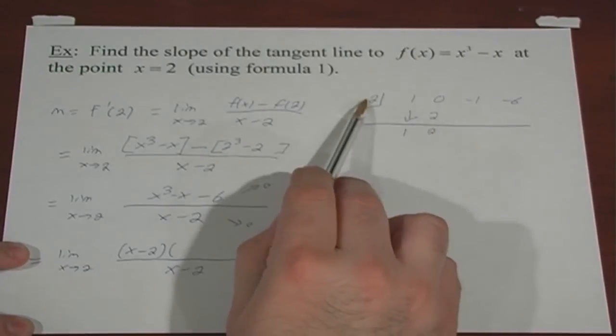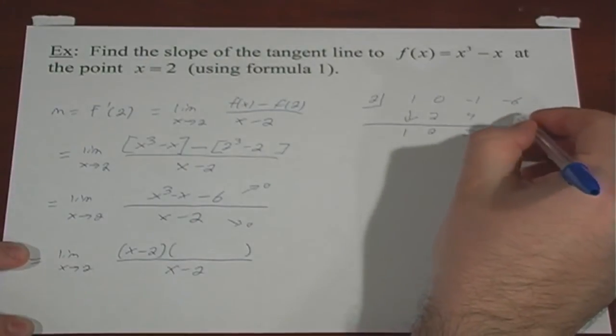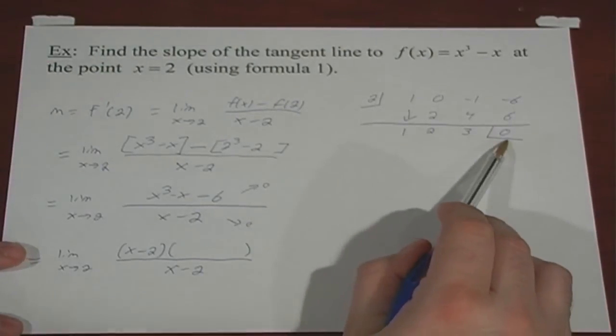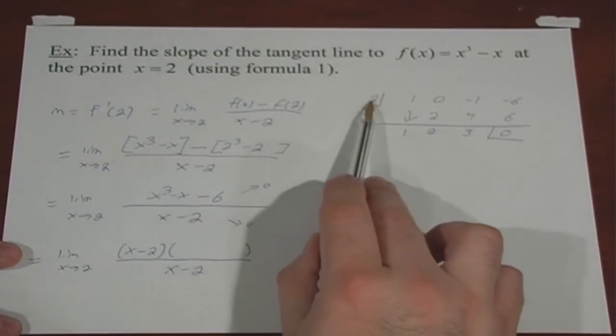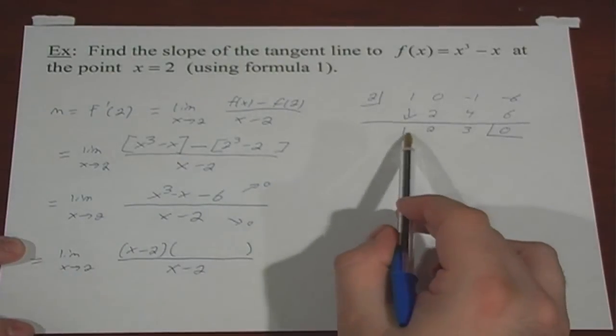Now again here, 2 times 2, 4. Add those, you get 3. 3 times 2 is 6. Add those, you get 0. And then I put a box at the end there. If this last thing is 0, that means that this was indeed a root. In other words, this was a factor. And the other term is given by this.